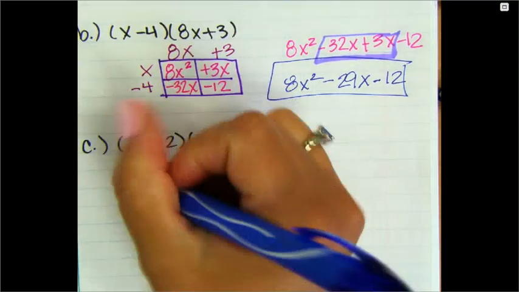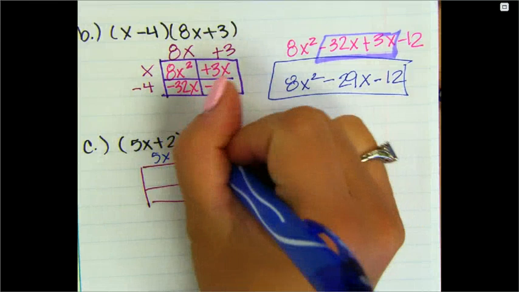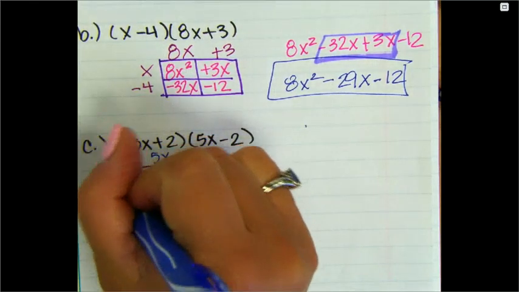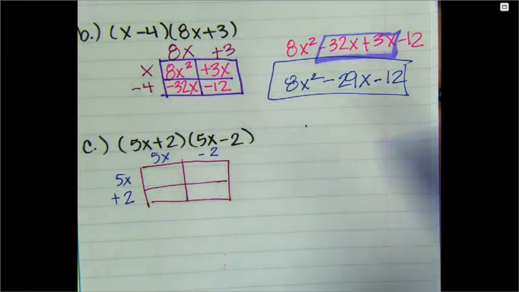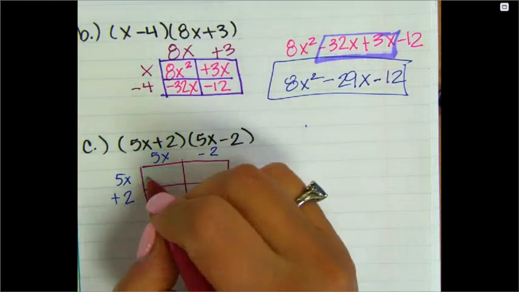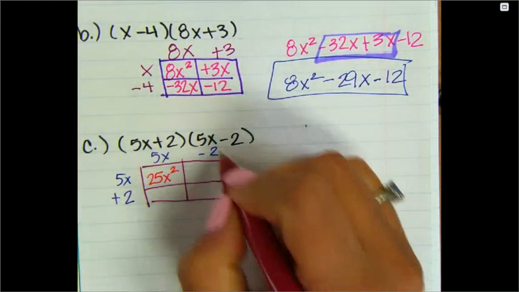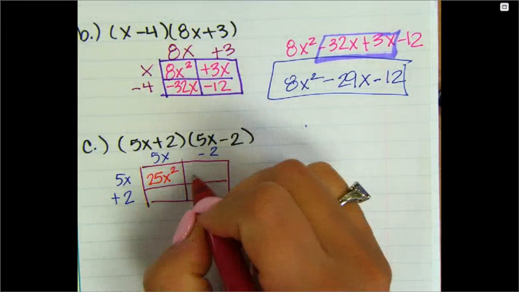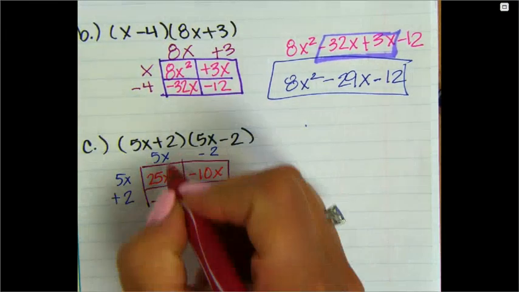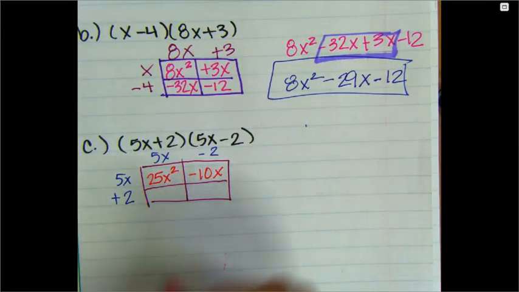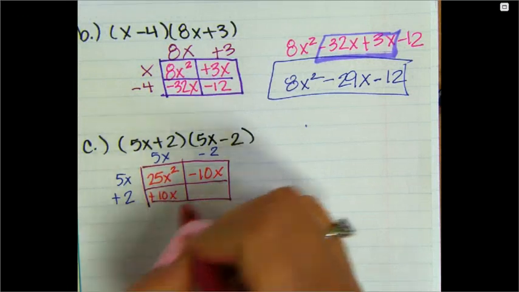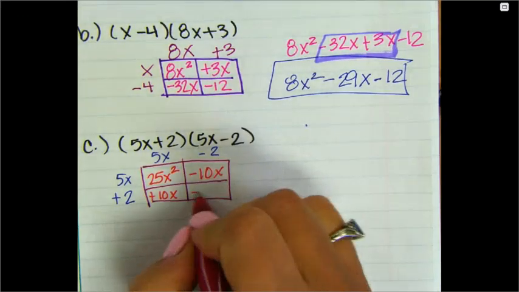Who has an answer? Only a couple of you? All right, let's multiply 5x and 5x is what? 25x squared. 5x times negative 2. Negative 10x. Positive 2 and 5x. Positive 10x. Positive 2 and negative 2. Negative 4.